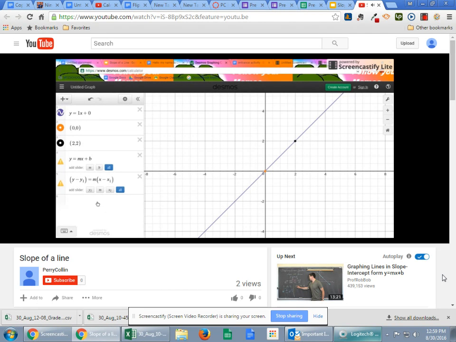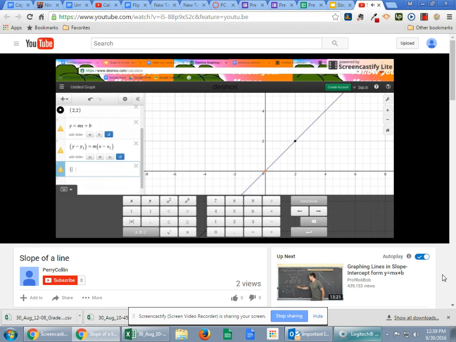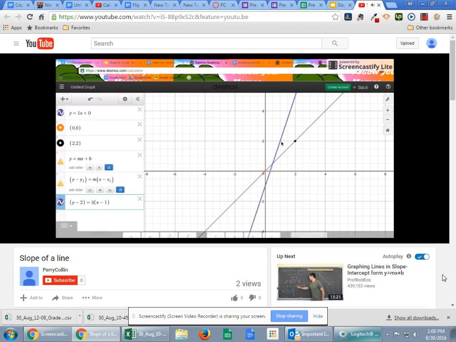I'm going to make another line using this point-slope form. Let's say y minus 2 equals 3 times x minus 1. There. As you can see, 1, 2 is a point on our line. But our slope is still 3 because we go from 0, -2 up to 2 and then 1 over. That brings us to 1, 2. That makes our slope 3.